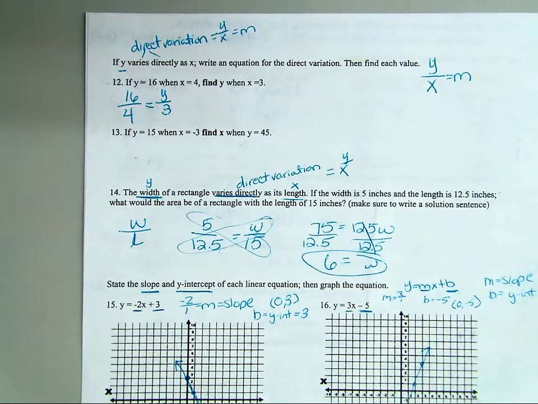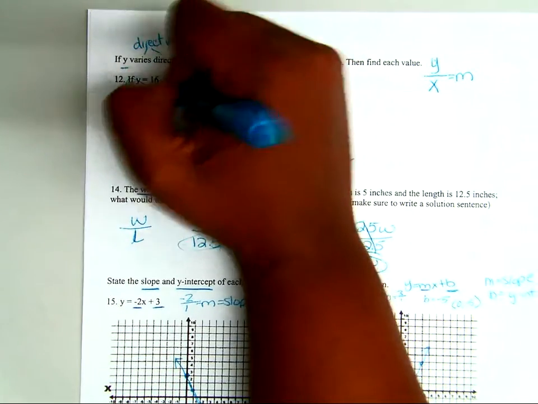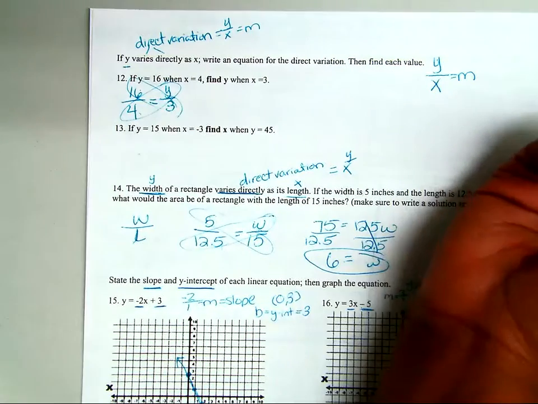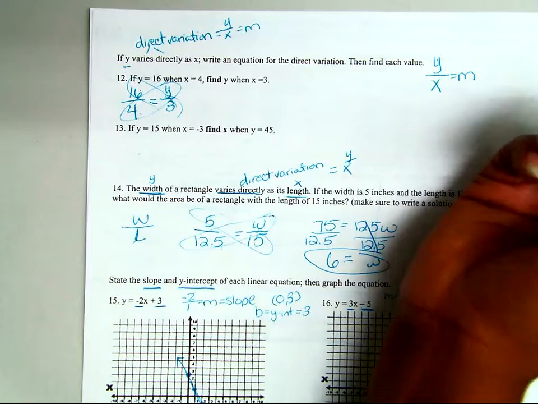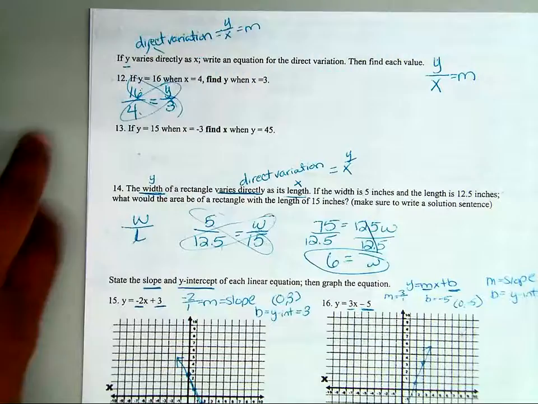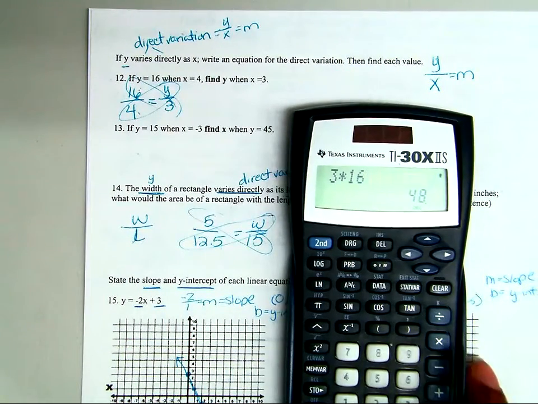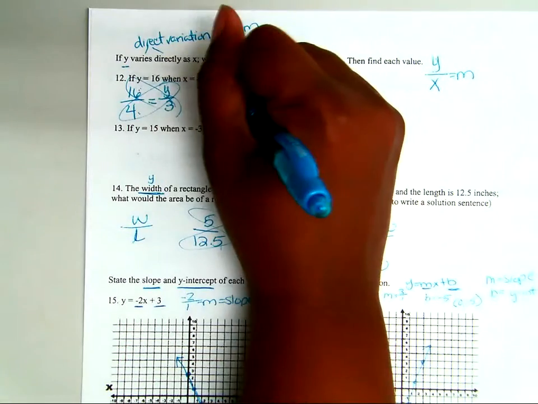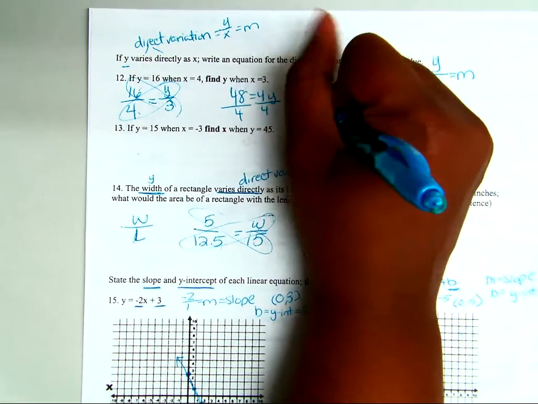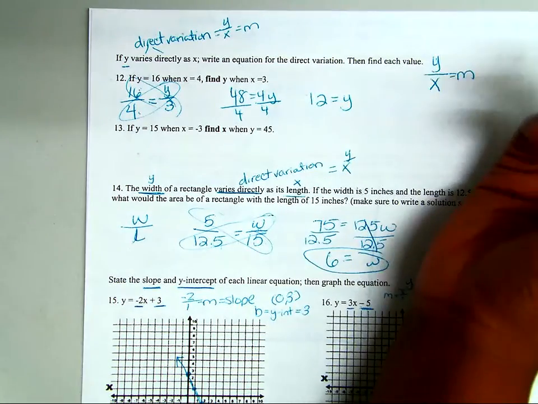Okay? We're going to cross multiply. And I could really reduce, to be honest, but we're not going to get into that. Cross multiply. 3 times 16 is 48 equals 4y. Divide by 4 on both sides. 12 equals y. There we go. That's my answer.